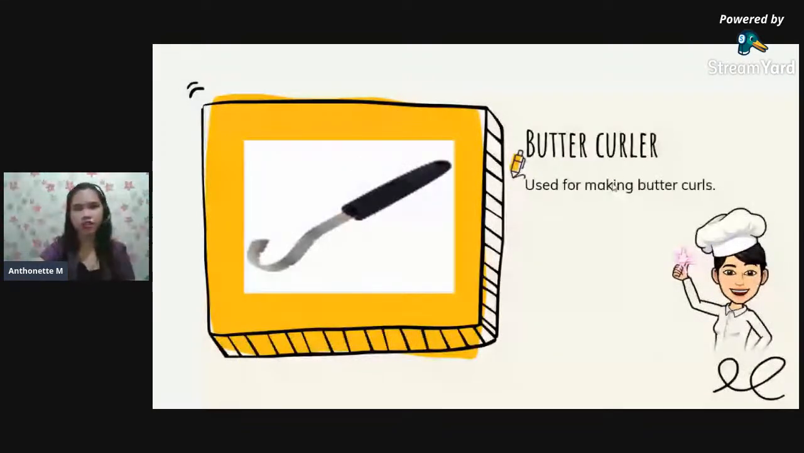Next is the butter curler. The butter curler is used for making butter curls. Okay, so butter curler, from the word butter curler, so butter curls. It is used for making butter curls.